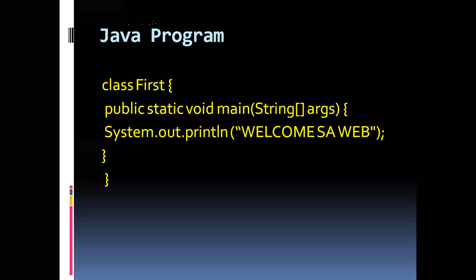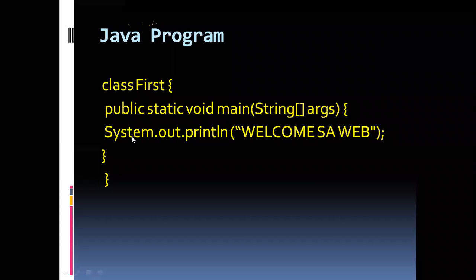Whenever we discuss your particular first Java program, I already mentioned that class is a keyword, followed by your class name. Here is public static void main, where we pass a String argument. You can see this is the String type of argument we pass inside your main method, because your execution starts from here only. The main method is where the execution starts.